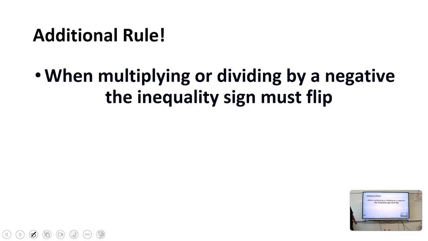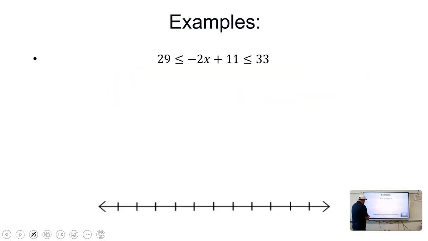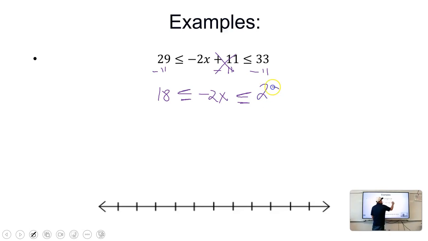Okay, but remember when we talked about it last time, what happens when we divide or multiply by a negative? The sign has to flip because the sign of the number changes as well. So let's do this last example. Take this 11, we're going to minus it from all three sides. So it cancels out there. 29 minus 11 is 18, less than or equal to negative 2x, less than or equal to 33 minus 11 is 22.